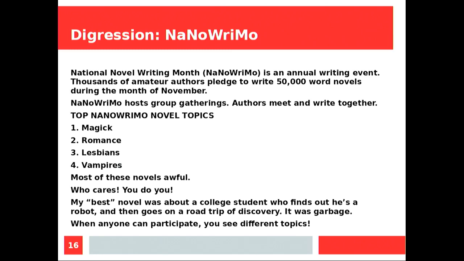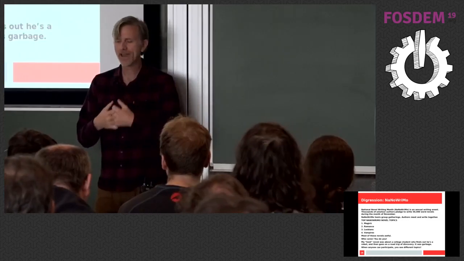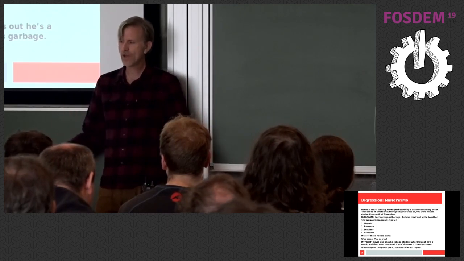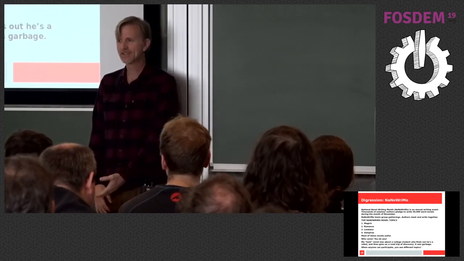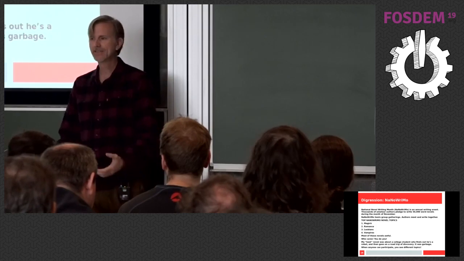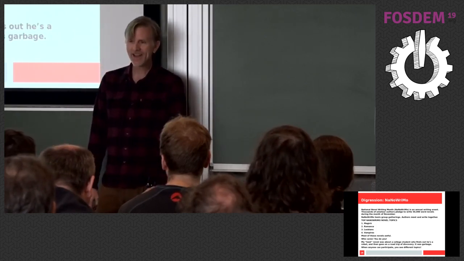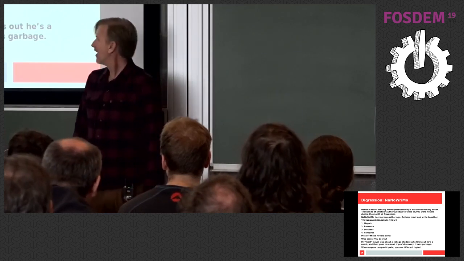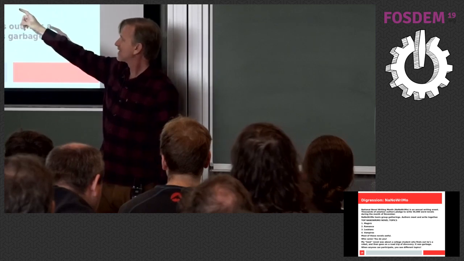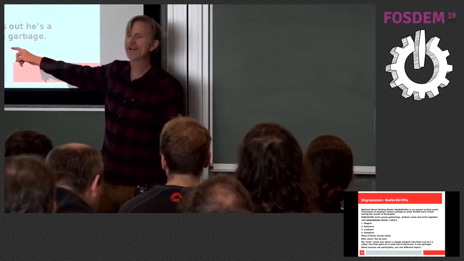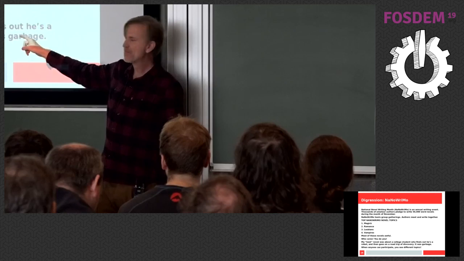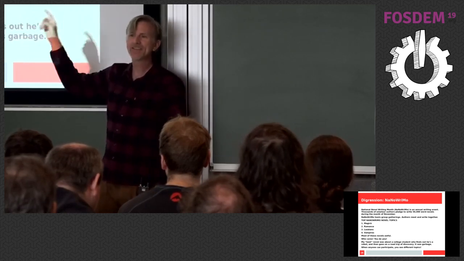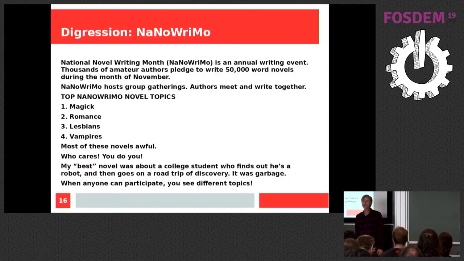But the important thing about it is that it brings in amateur voices with a low barrier of entry. So when you have this wide community, the topics that you see are different than the topics that you find in fiction in general. From my point of view, going to the Hollywood write-in in Hollywood, California, most NaNoWriMo novels are magic, romance, lesbians, and vampires. These novels are terrible, but they are the novels that people want to write, and there's no barrier to prevent them from writing these novels, and that's what makes it beautiful.